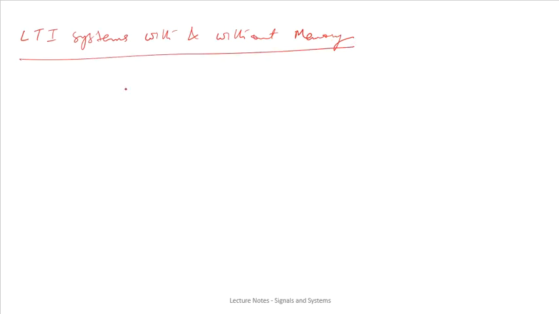Okay, so first of all let us take the property of memory. So LTI systems with and without memory. Okay, so you know the difference between a memoryless system and a system with memory. So the present output of a memoryless LTI system depends only on the present input.